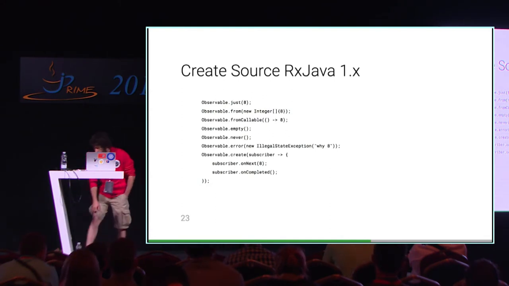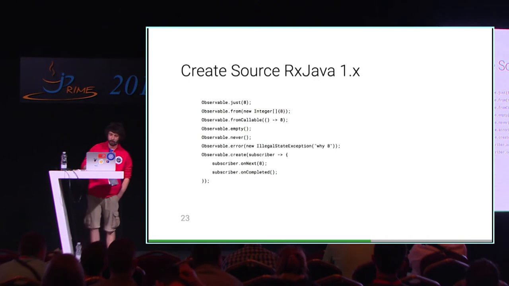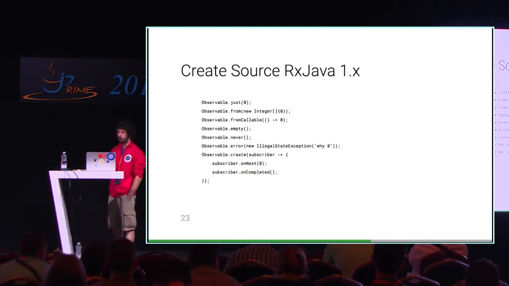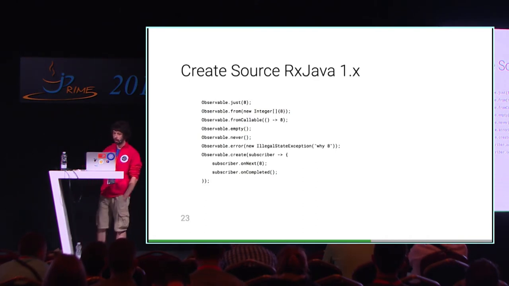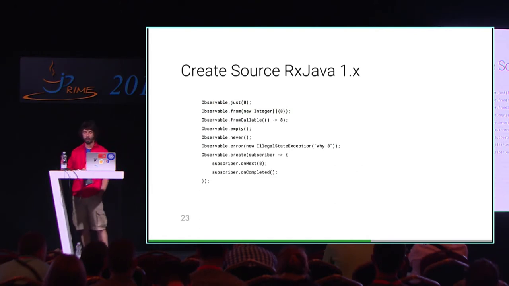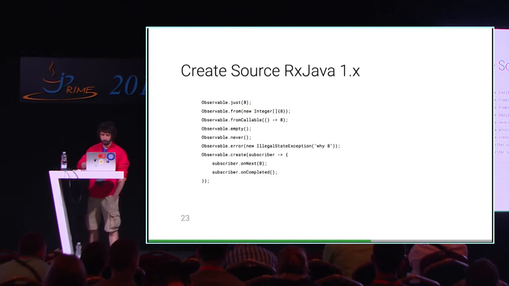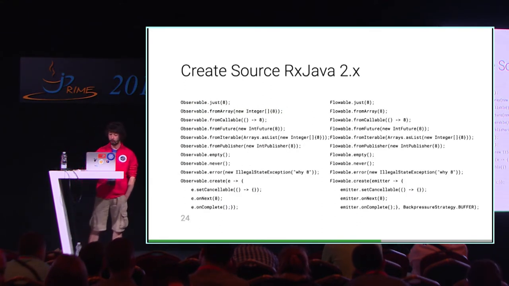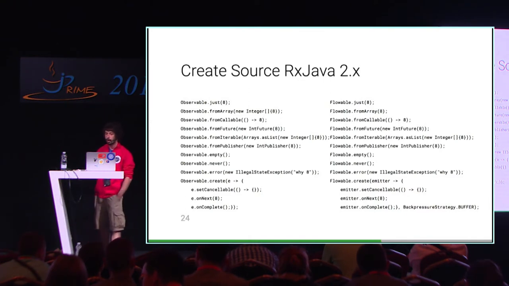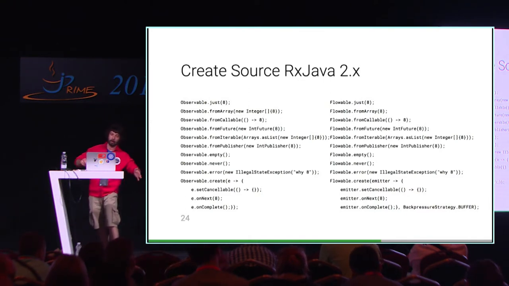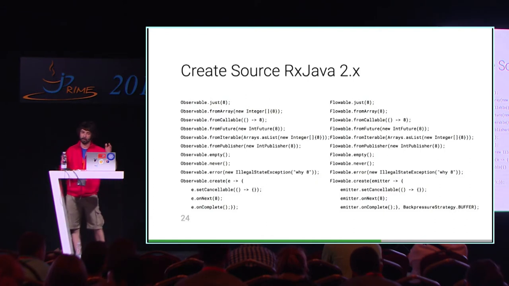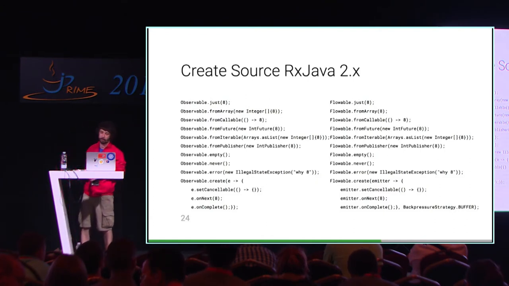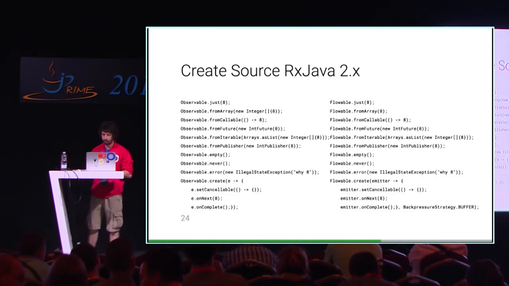Apart from the range thing we saw, there are several other ways to create yourself a source for RxJava 1. I will not explain in detail. You have a few for RxJava 2. One column is the Observable type, the old one. The new one is the Flowable type, which I already explained.